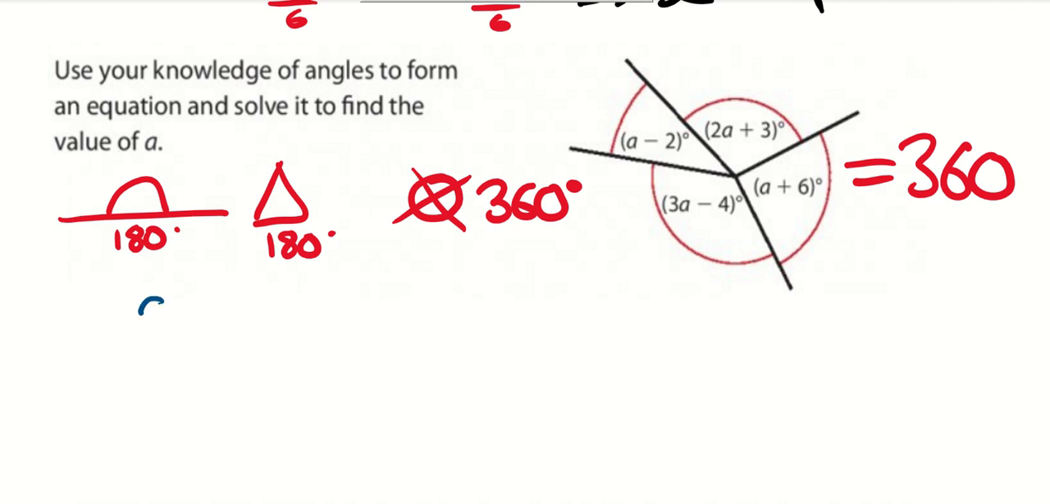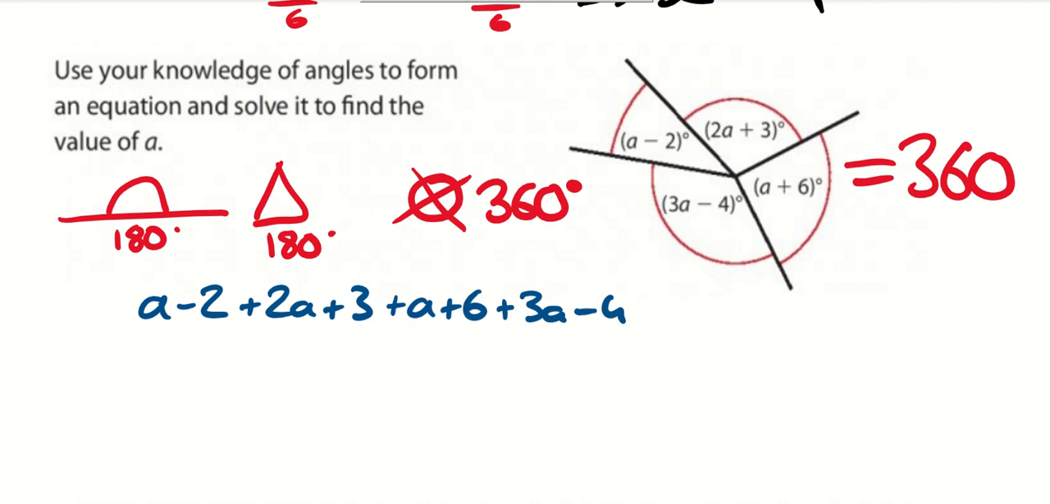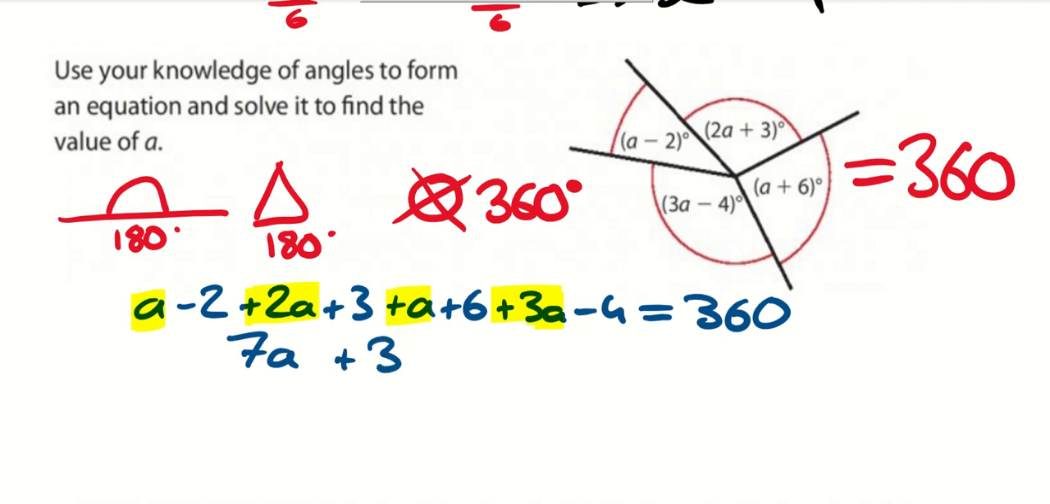Okay, so add all the angles. So a minus 2 plus 2a plus 3 plus a plus 6 plus 3a minus 4. And that's all going to be equal to 360. Now, same as before, we're going to get rid of the like terms. So a, 2a, a, 3a. So put all our a's together, 1, 2, 3, 4, 5, 6, 7a. And then our numbers, minus 2 plus 3 is 1, plus 6 is 7, minus 4 is 3. So 7a plus 3 equals 360.